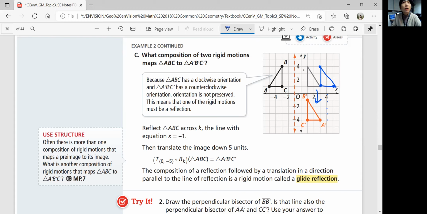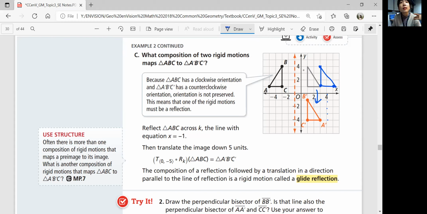Does that make sense? So it depends on where you place your line of reflection, and then you need to adjust your translation after that, okay? The composition of a reflection followed by a translation in a direction parallel to the line of reflection is a rigid motion called a glide reflection.